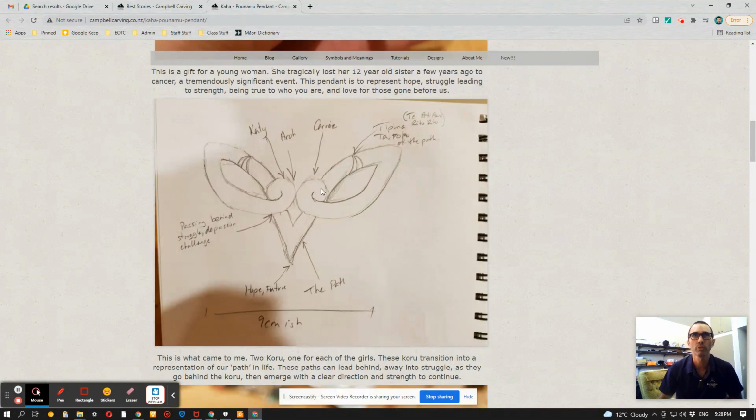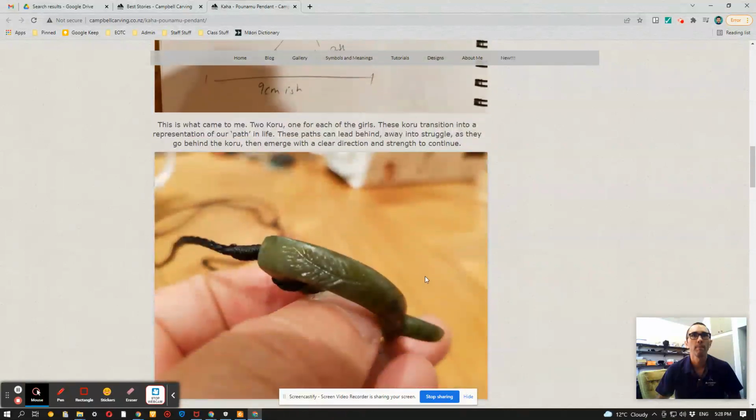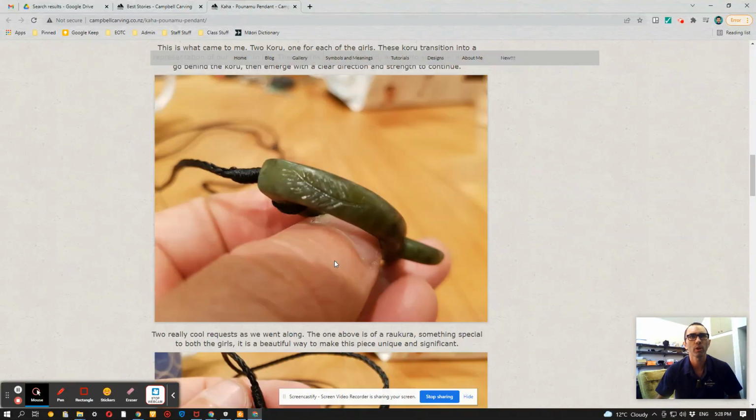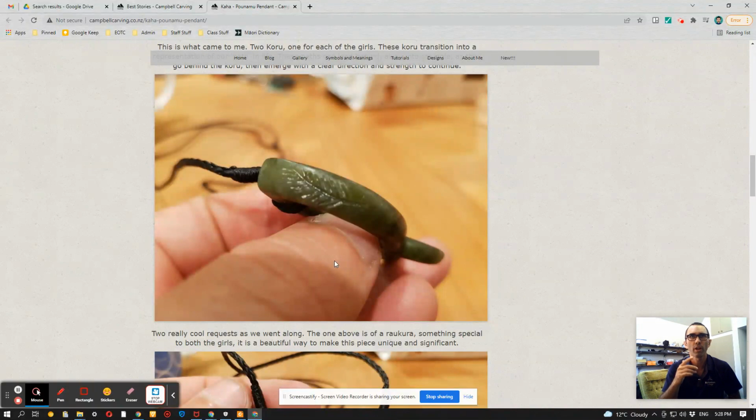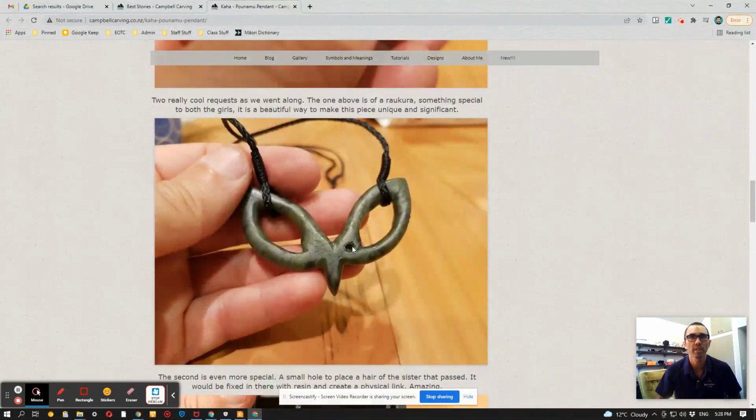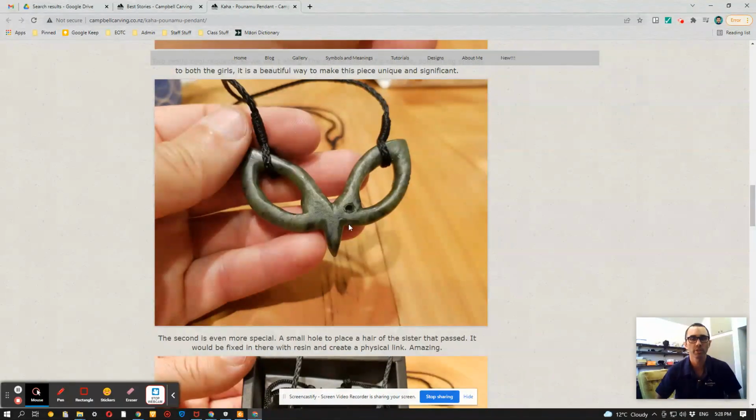So using koru to represent two girls, the two sisters, and they transition into a point. And a point is a direction into the future. And they traverse behind. Going behind something was the symbolism of challenge or struggle. They also have an arokura, a special symbol for both of them, which is pretty cool. And the last cool thing with this was a little hole in the back to place a piece of her sister's hair, who had passed away.